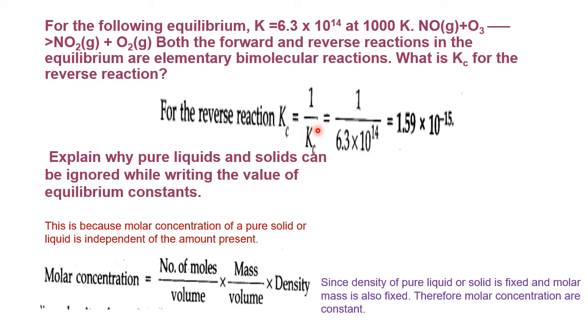So what is the Kc given here? So 1 by this value gives you 1.59 into 10 to the power minus 5 mole per liter. That is the value. Only thing is you have to go for the reverse. Okay. Explain why pure liquids and solids can be ignored while writing the value of equilibrium constants, which is very important from the exam point of view. This is because what is meant by molar concentration? Basic question here: molar concentration equals what?